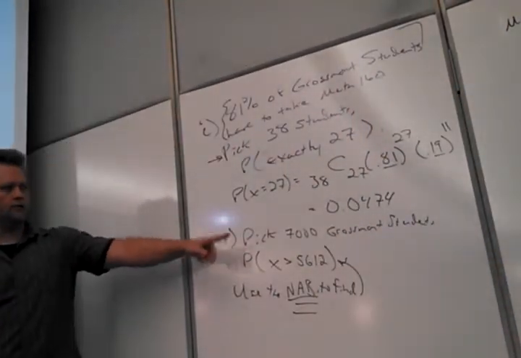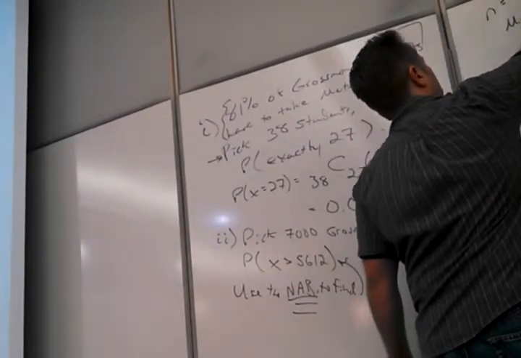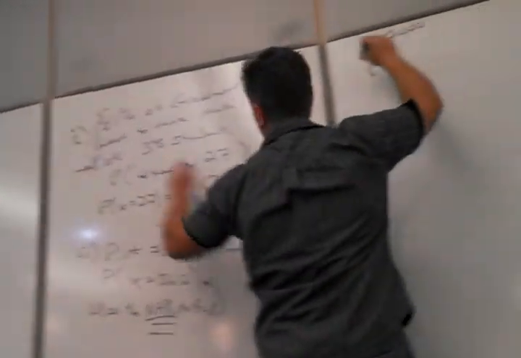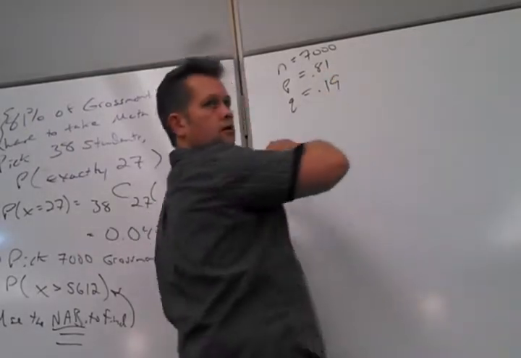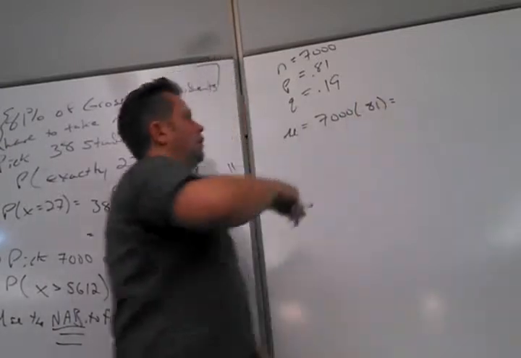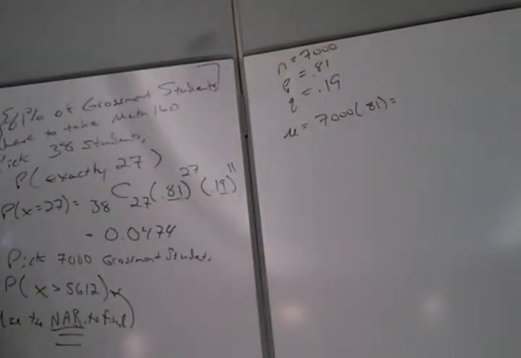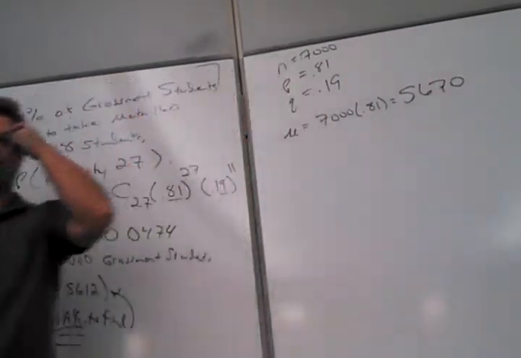What's the average in this problem? What's n now? 7,000. And p, of course, is still 0.81. So q is 0.19. So what's the mean? All right, so now you see why I picked that number. I wanted it to not be a problem, so I wanted something close to this. 5,670, that's the average.